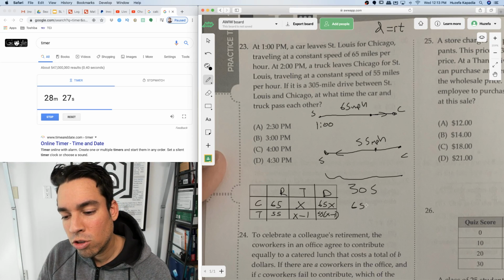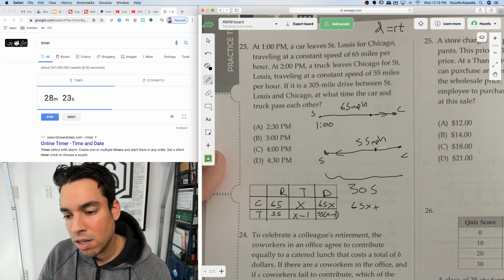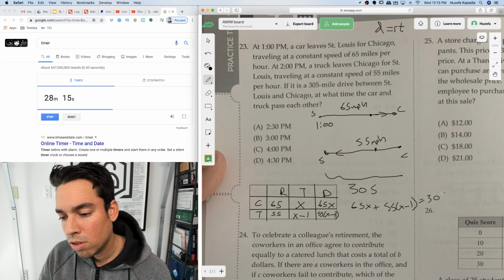What's true about their two distances is that they add up to 305, right? Because if this guy's here and that guy's here, he's traveled that distance, they've traveled that distance. Together, they've traveled 305 miles. And there's our equation.